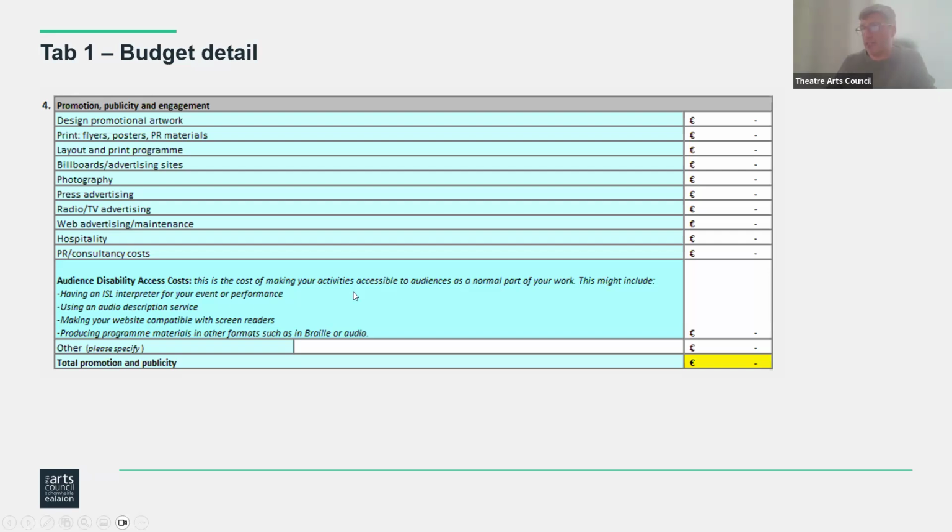And then you have audience disability access costs. This is the cost of making your activities accessible to audiences as a normal part of your work. Right now, audience disability access costs are part of the funding that you're asking for, and they're considered a normal part of your work. So you'll need to give us a breakdown in a separate document, a summary of how you arrived at the audience disability access costs figure. You can find a template for that at the Arts Council website. And again, if you're having trouble finding it, just contact us at theatre@artscouncil.ie and we can direct you.